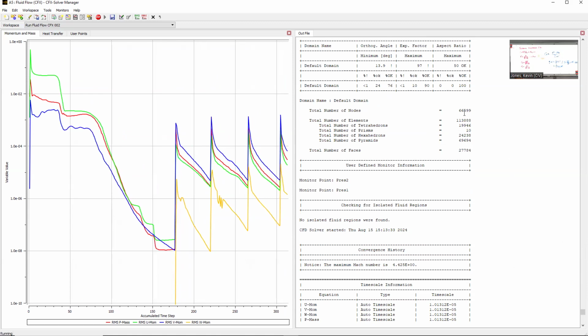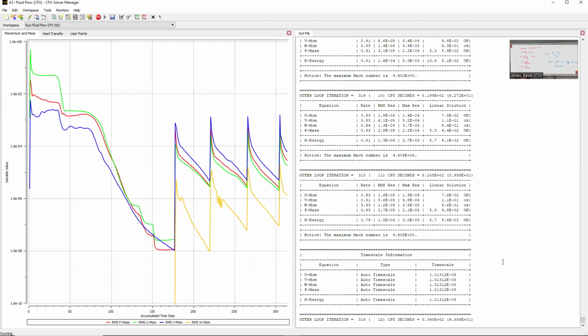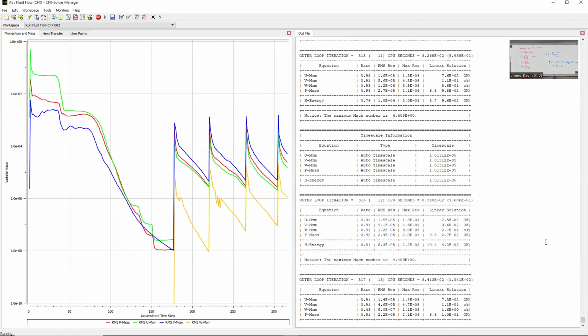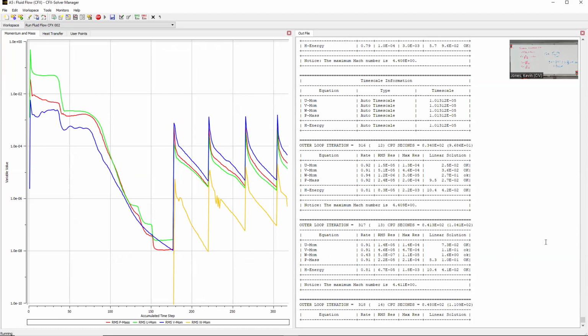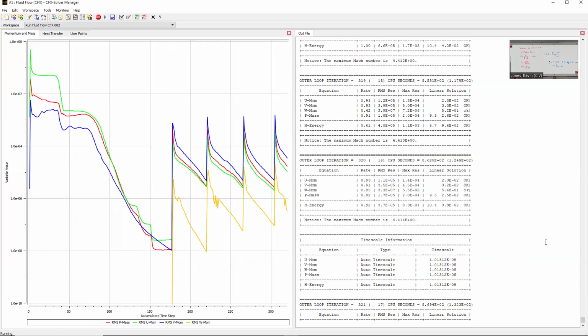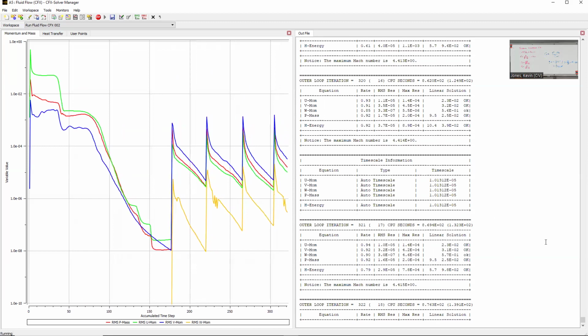$27,000, 66,000 nodes. Special methods to mesh. Yeah, we'll see what it looks like when it's done. The mesh looks a little bit weird. It literally subdivides the cells. I did something like this.